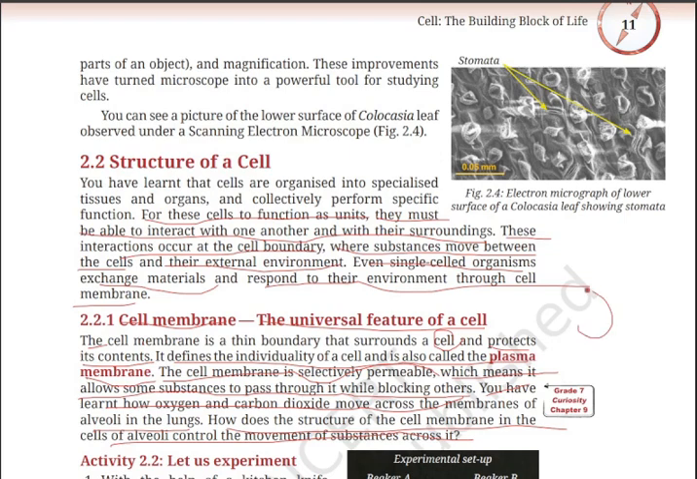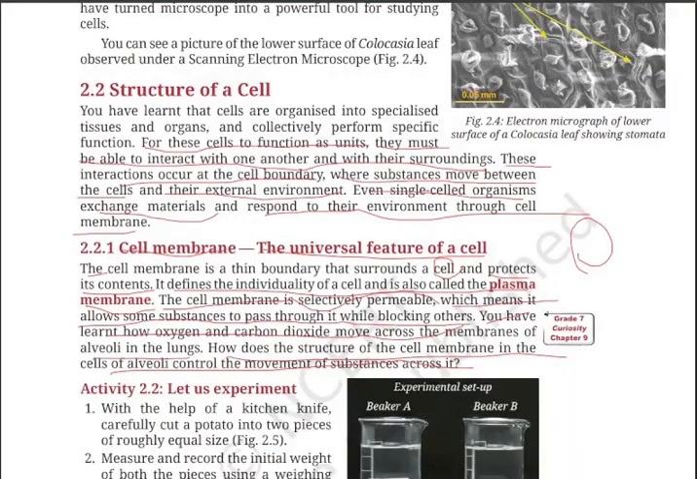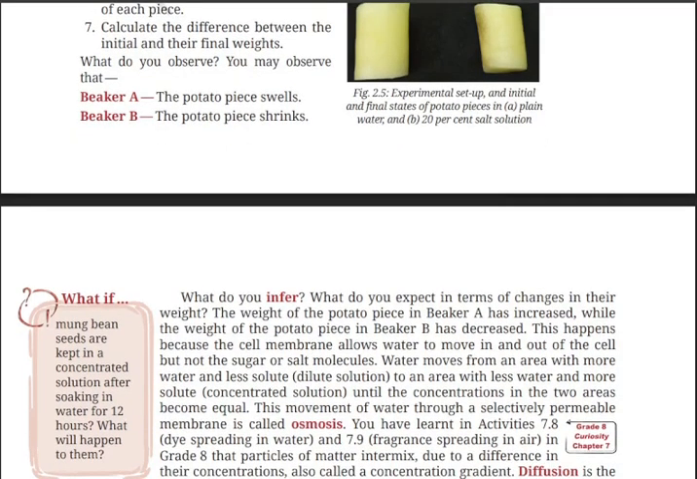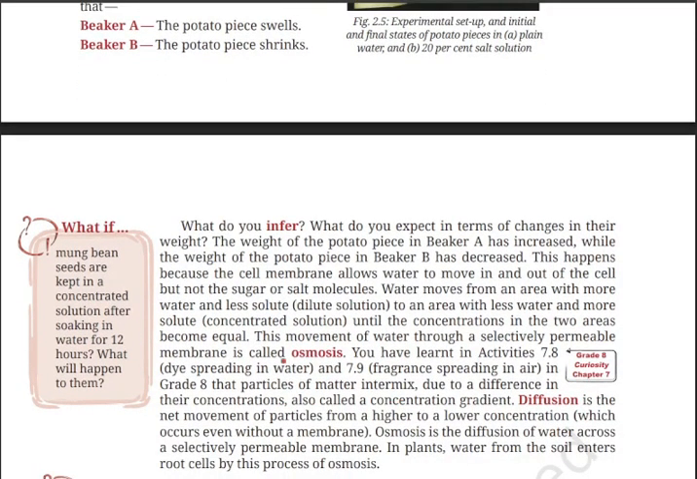Cell membrane. Let's move to the other experimentation. This is our experimentation, and now we have a thing that is called osmosis. So what happens in osmosis? The movement of water through a selectively permeable membrane is called osmosis.